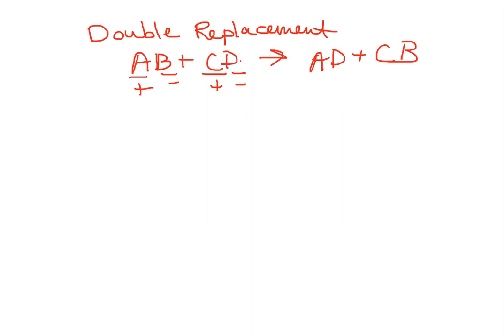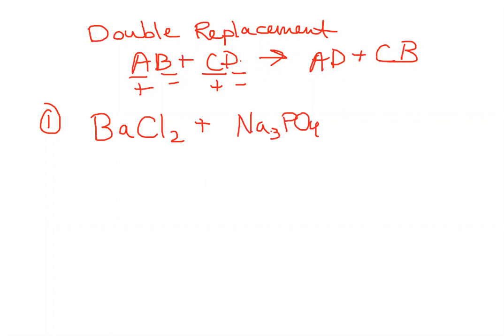Okay, so let's look at some examples. Examples 1 through 4 on your notes for double replacement. Okay, number 1, we've got BaCl2 plus Na3PO4. So now barium has to go with PO4, which is, what is PO4? Phosphate. And sodium has to go with chlorine.